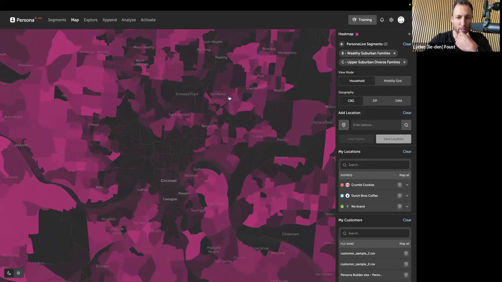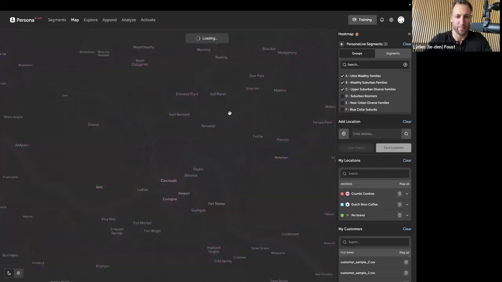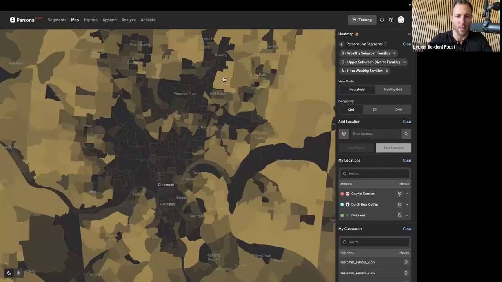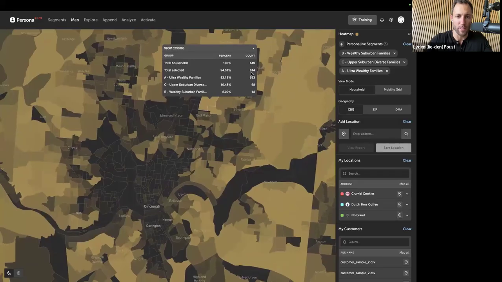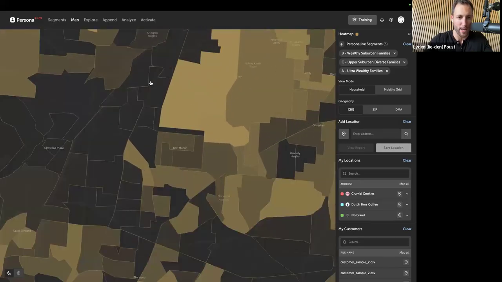So I can go up into these areas and click one of those CBGs. I don't know what happened to ultra wealthy families because that was one of the ones. So I want to add that there. I can go into those CBGs and I can check them out and I can see how many of those people live here. So here we have 614 households that are the exact segments that Crumbl cookies are looking for out of 649 total households. But this is where they live. I don't necessarily know where they are shopping.